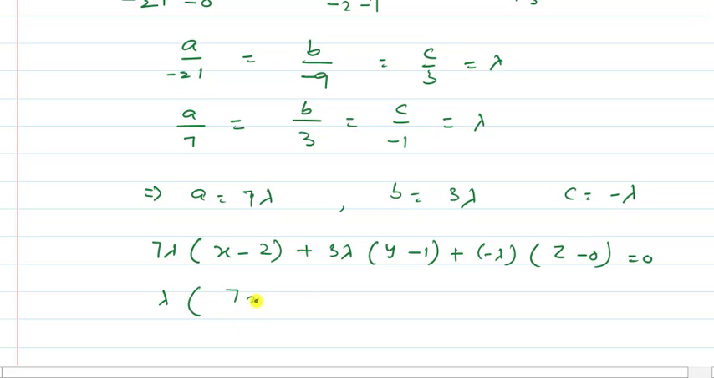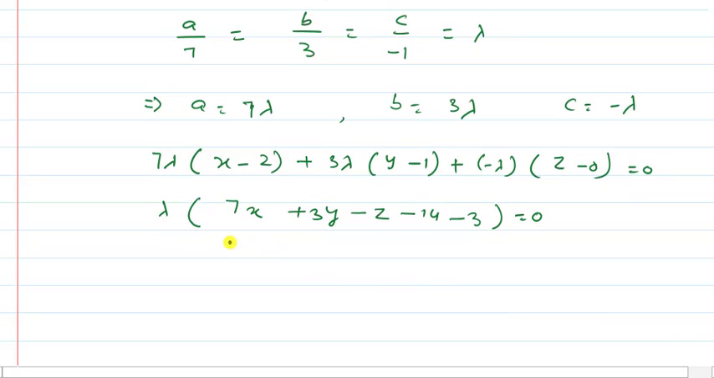So it is 7x plus 3y minus z minus 14 minus 3 is equal to 0. So simplifying this, we are getting 7x plus 3y minus z minus 17 is equal to 0 as the equation of plane which is passing through the given 3 points.